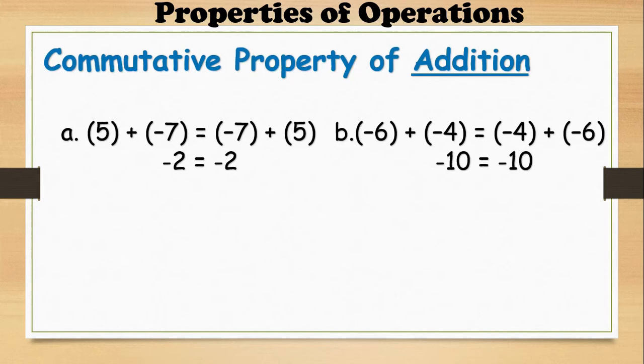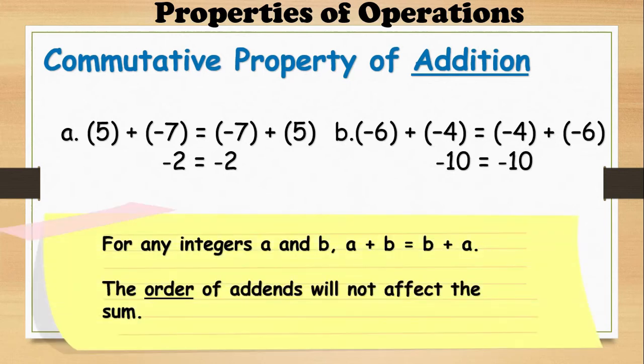So ano ibig sabihin ng commutative property of addition? So for any integers a and b, a plus b is equal to b plus a. The order of the addends will not affect the sum. So kahit baliktarin natin yung addends, hindi siya mababago sa mismong sagot natin or dun sa mismong sum.